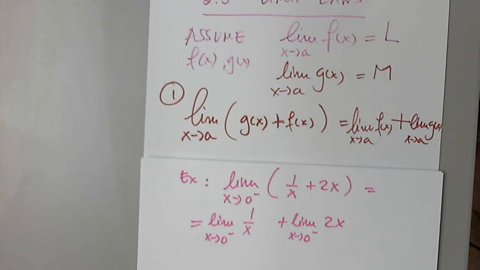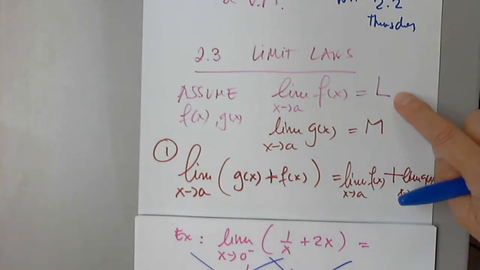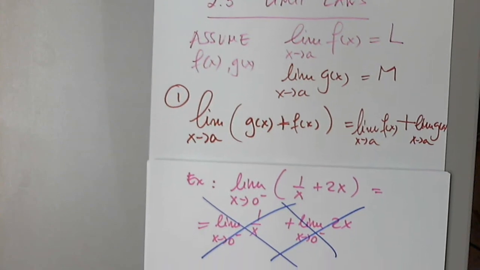It's 1 over 0. So part of the assumption is not fulfilled. This is not a number, because it doesn't exist. So in this case I cannot apply the limit law. The limit of a sum is not the sum of the limits, because this condition is not fulfilled. The limit of this is not a number. It does not exist, or it's infinity.